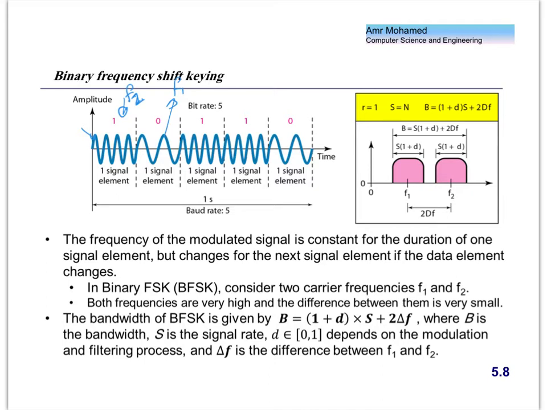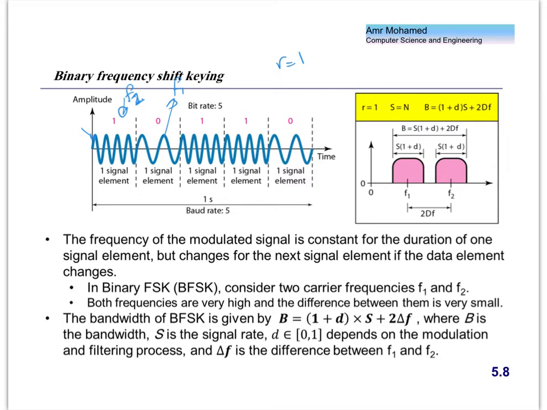So for binary FSK, again, R is equal to 1. We use one symbol to represent one data element. However, because we use two ASK signals at different frequencies, we end up with a spectrum that looks like this. So of course, we have two different symbols at two different frequencies. It generates two different frequency ranges, one at F1 and the other one at F2.